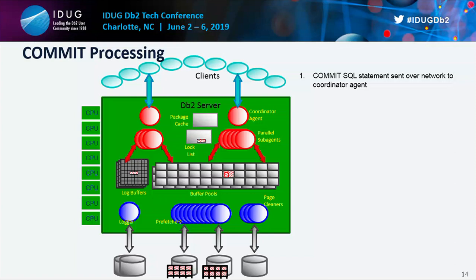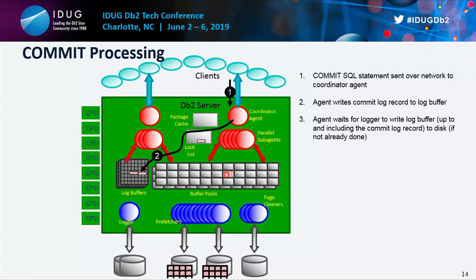So the answer to that is commit, because that is the point that we give a guarantee. So when the commit comes across, the agent will write a commit log record to the buffer for that transaction. And then the agent will actually tell the logger he needs that commit to be on disk, because that guarantees if we were to crash that we see the commit on disk.